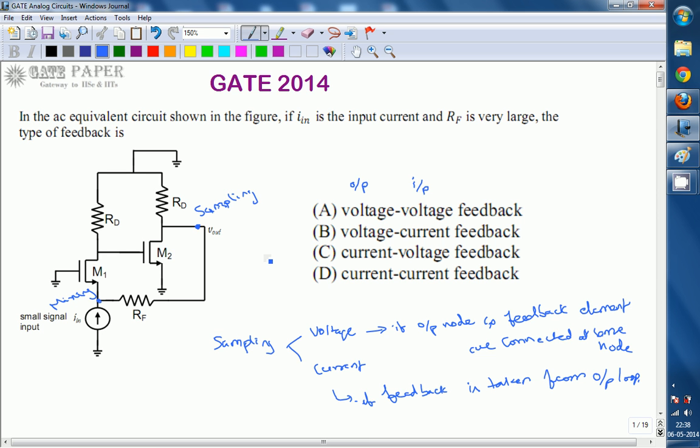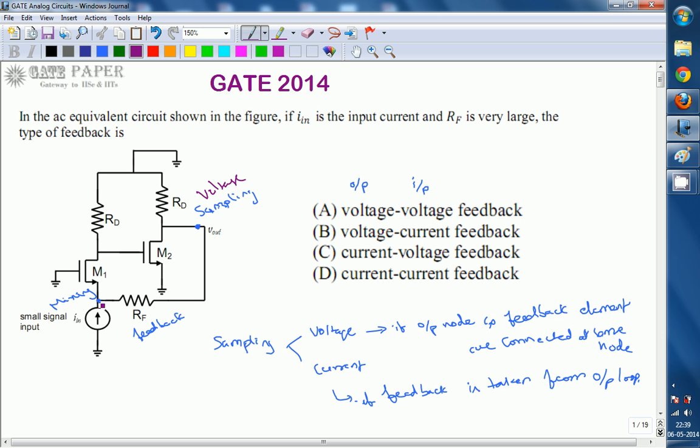So look at this one: this is the output V_out node, and R_F is the feedback element. R_F is connected directly to the output node, so this sampling is treated as voltage sampling. So the type of sampling is voltage. Why? The output node is connected to the feedback element, and both are at the same potential, so it is voltage sample.